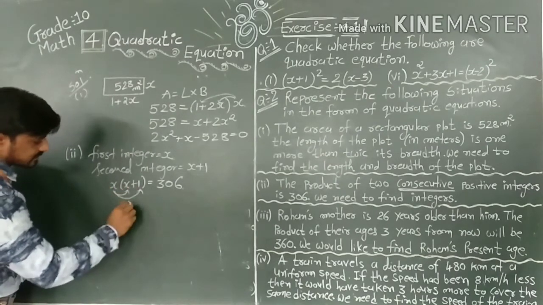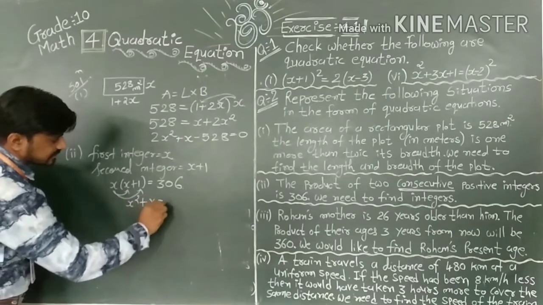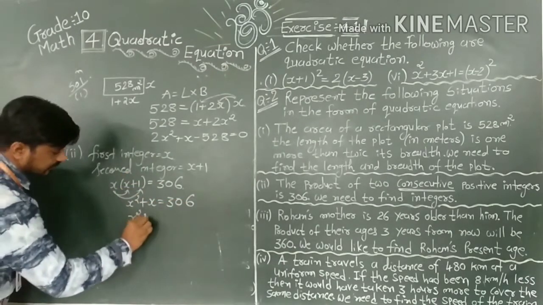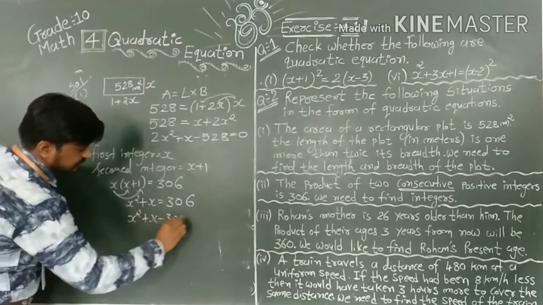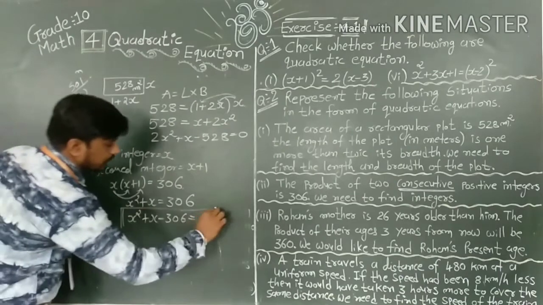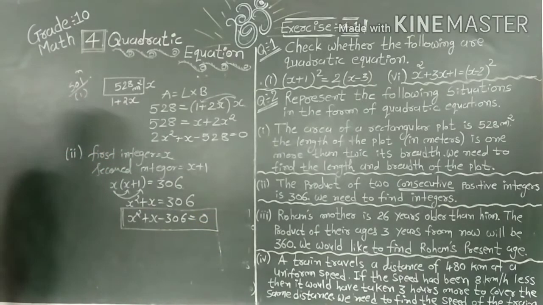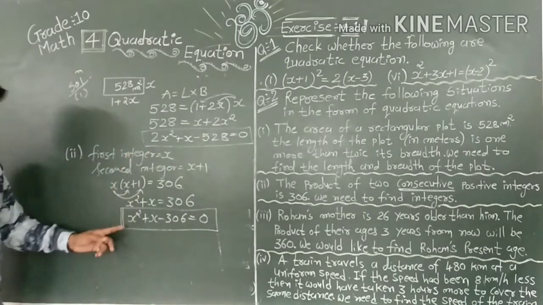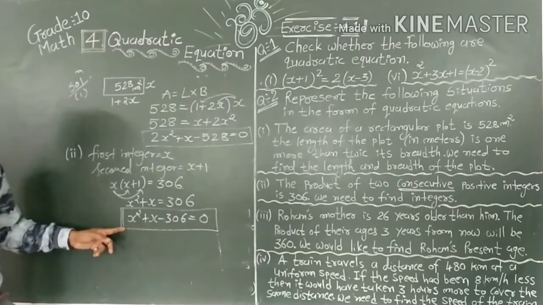Now solve this equation and convert it into a quadratic equation. x square plus x is equal to 306. Now transfer to the left side: x square plus x minus 306 is equal to 0. Now this is our quadratic equation. Okay, this is the first one and this is the second one. Okay, got it everyone?